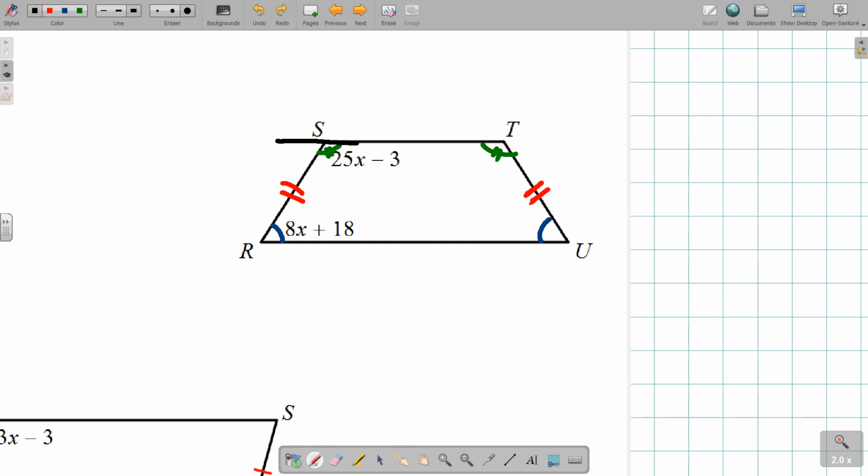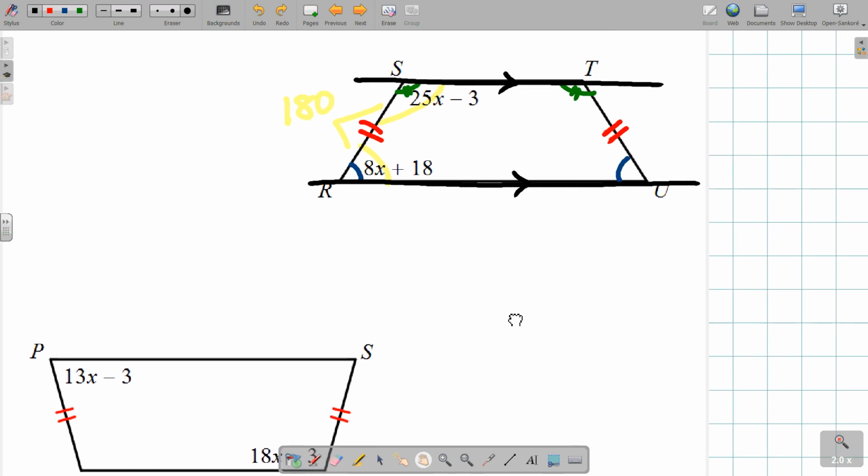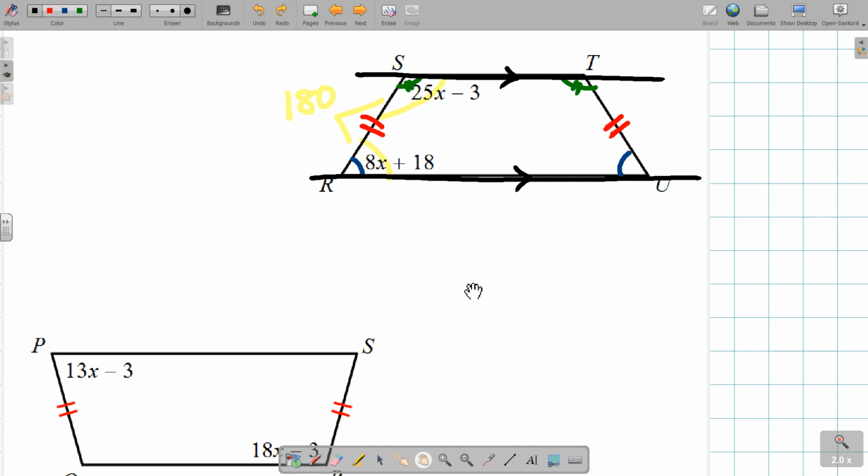If these are parallel, stretching out, then we have ourselves consecutive interior angles, which means they add up to 180. So if they're base angles, they're congruent. If they're consecutive interior angles, also called leg angles, because they're connected to the legs. That's a leg right there. Those are leg angles. Then they add up to 180. Use that to solve for the last one as well.